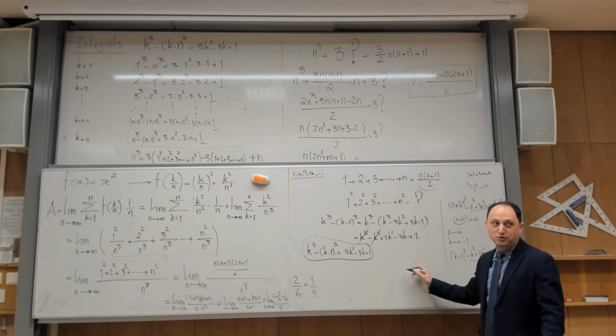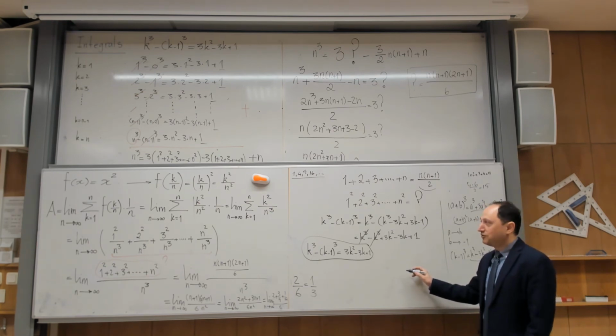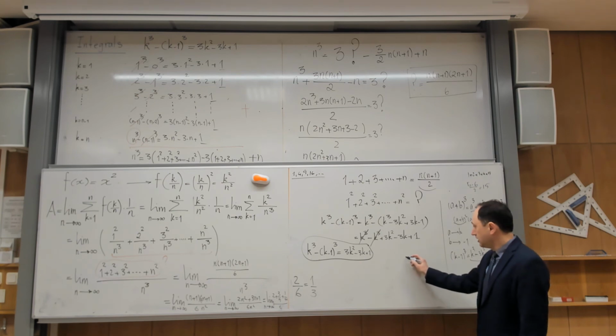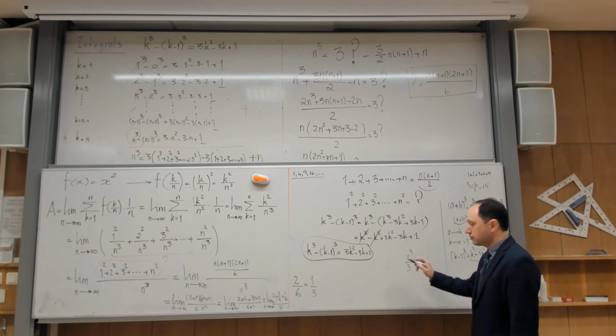This is why I ask you to repeat a little bit. What is a primitive function for x squared? The simplest ever possible function, yes? x to the power of 3 over 3.